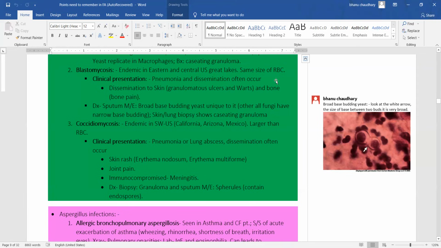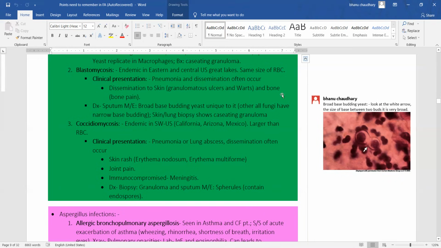And you need to know the features of this yeast. They have a size which is exactly similar to the size of RBCs. And just like any other systemic mycosis, you will get the pneumonia, and the dissemination will occur whenever the patient becomes immunocompromised. The dissemination occurs in the skin and the bone. For the skin, you will get the granulomatous ulcers and the warts. So the patient's skin becomes very ulcerative. The patient has these warts all over the body. And when you examine the warts or do the ulcer scraping, what you will see are the granulomas. And that's why the name granulomatous ulcers and warts.